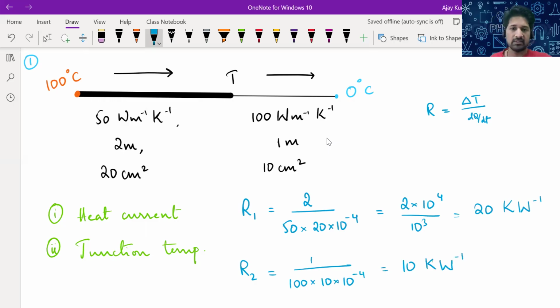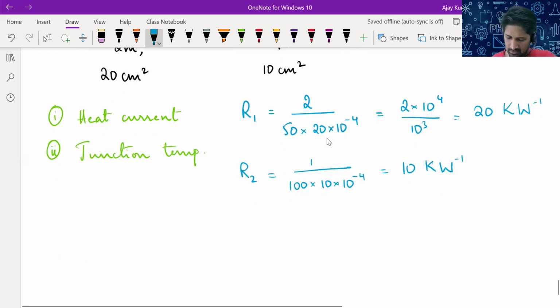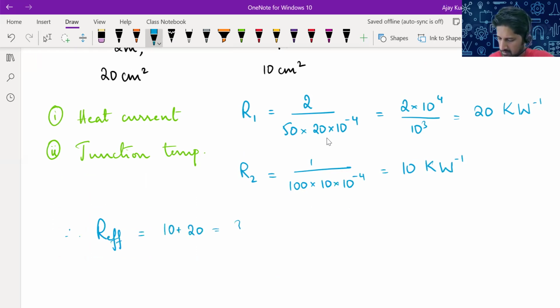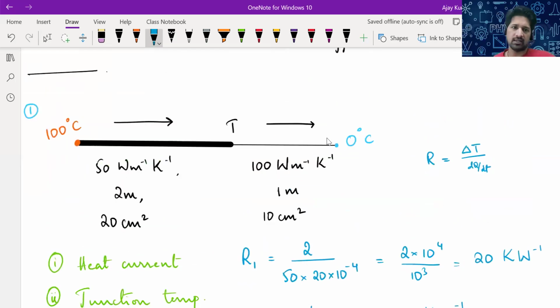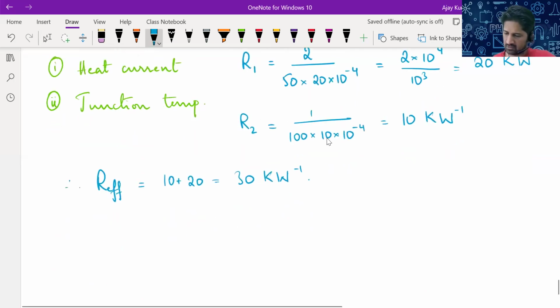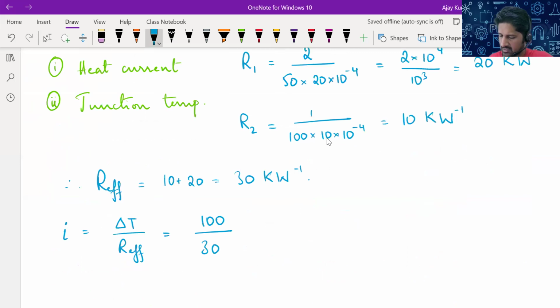Now these two thermal resistors are connected in series. Therefore, the effective thermal resistance of this combination becomes R1 plus R2, 20 plus 10, 30 Kelvin per watt. Now we know the effective thermal resistance of this combination of rods, and we know the total temperature difference, 100 minus 0. Therefore, V is equal to IR, I is equal to V by R. In case of heat current, I will be temperature difference divided by the effective thermal resistance. Temperature difference across the combination of rods is 100 divided by effective thermal resistance is 30, now 10 by 3 watts.